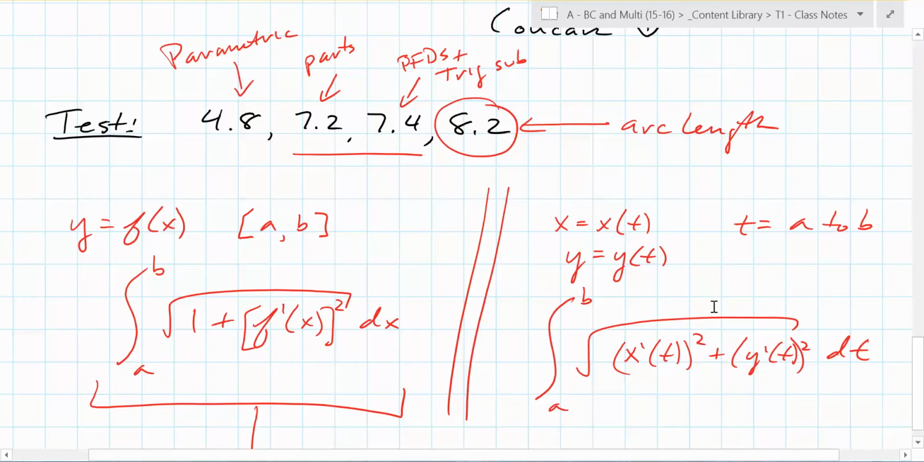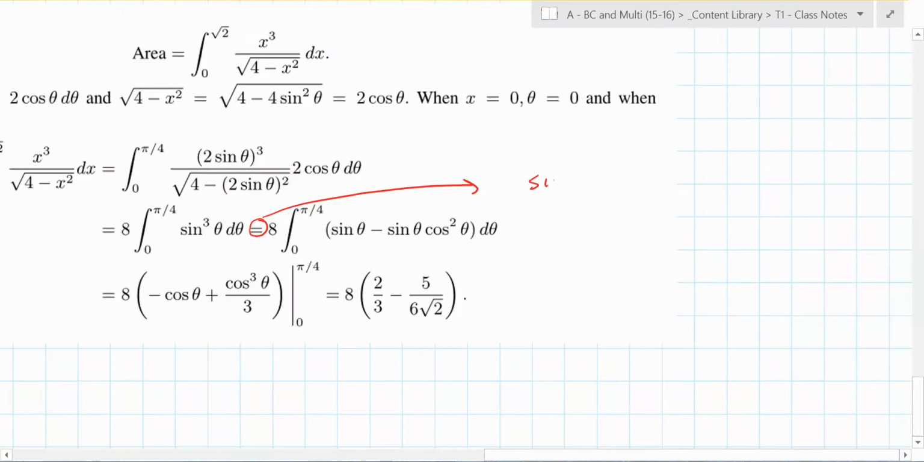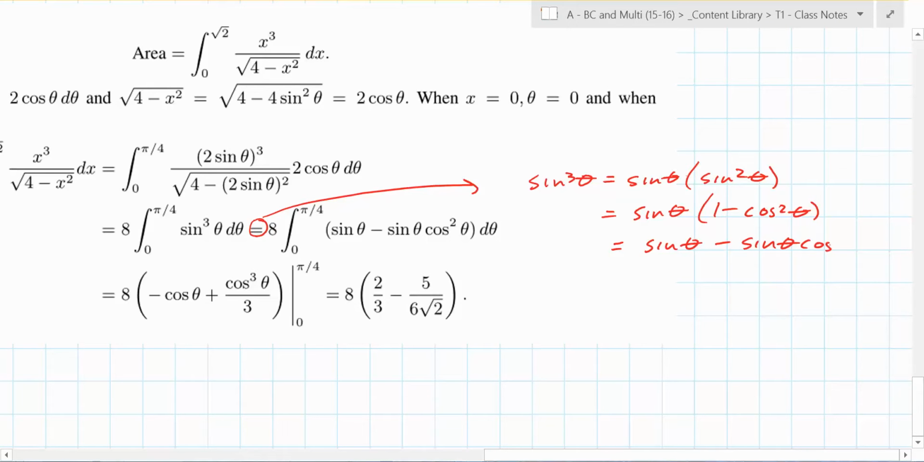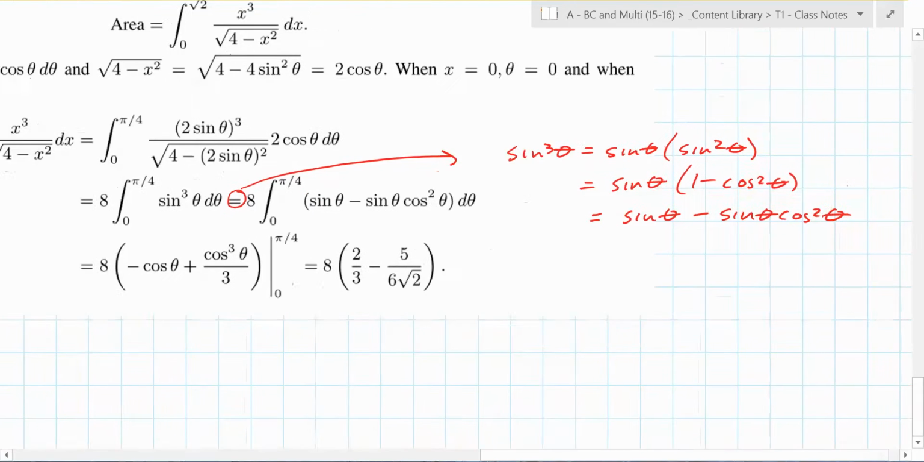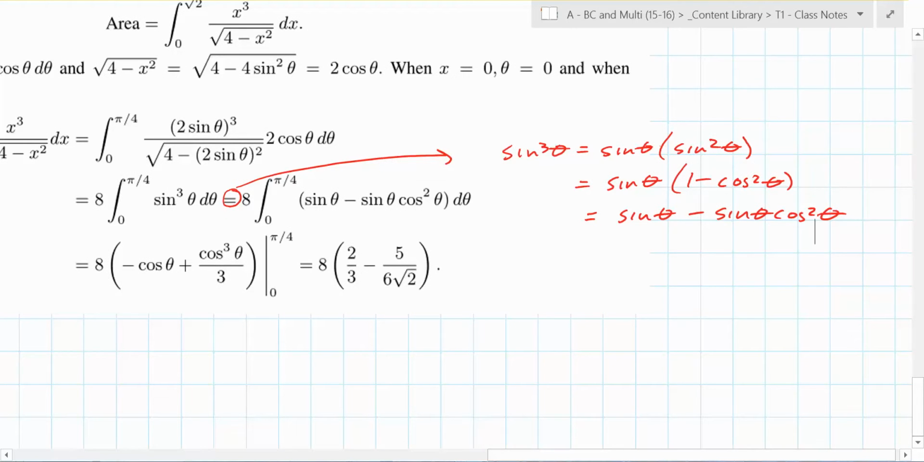Sine cubed theta is equal to sine theta times what? Sine squared theta. But what is sine squared theta? It's 1 minus cosine squared theta. So what is that? Sine theta minus sine theta cosine squared theta. And what's the point of doing that? Now, when you have this written out, you are able to integrate this piecewise.